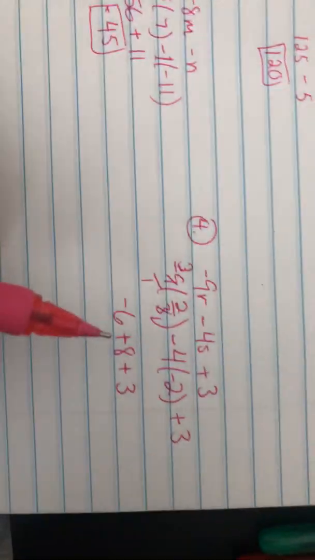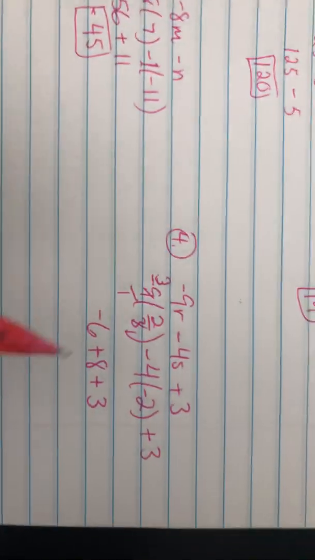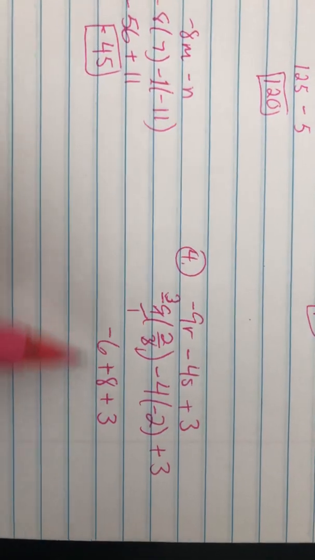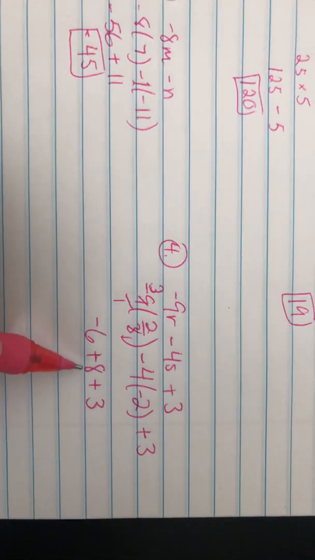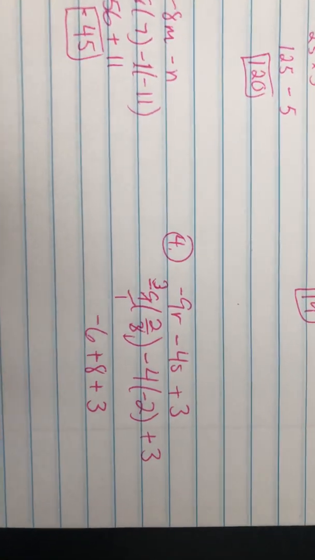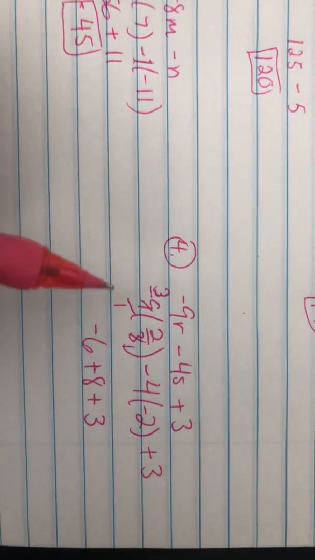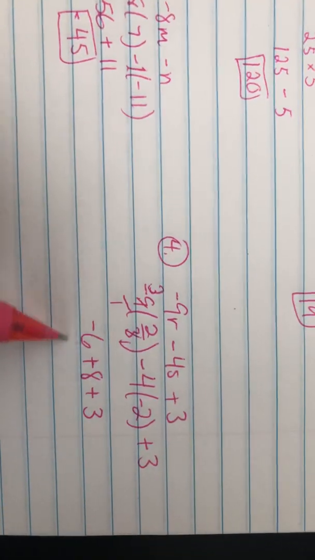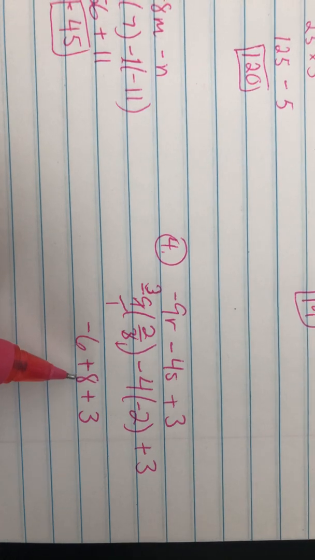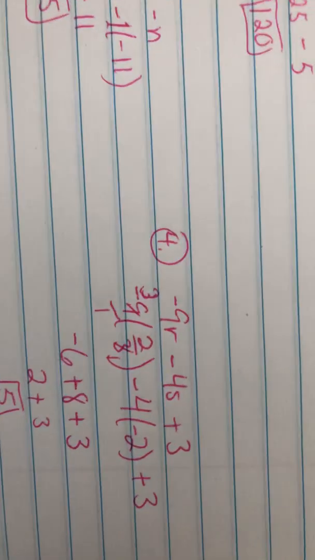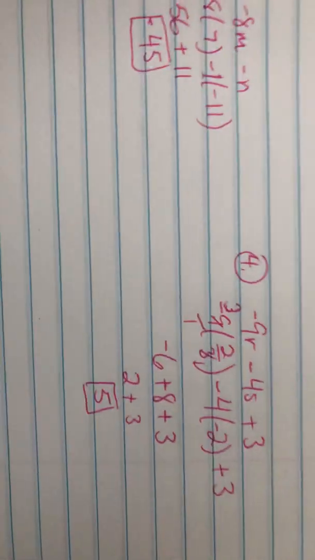As we learned from our rules for PEMDAS, I can do this left to right. It doesn't matter. I could do 8 plus 3, get 11, and then subtract 6 from it. Or I could do -6 plus 8, that's going to give me 2, plus 3 equals 5. And that's why the response to that one is B. Okay?